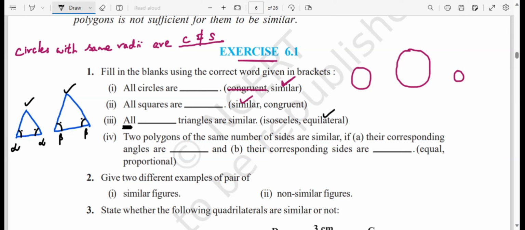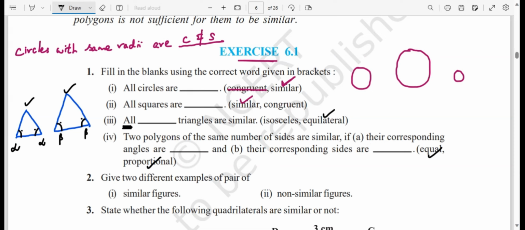Okay, coming to the next one. Two polygons of the same number of sides are similar if their corresponding angles are equal. When we talk about the angles, they have to be equal. They should not be proportional. So the corresponding angles are equal, and their corresponding sides are proportional.